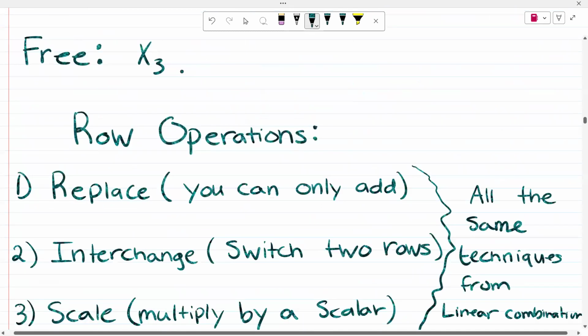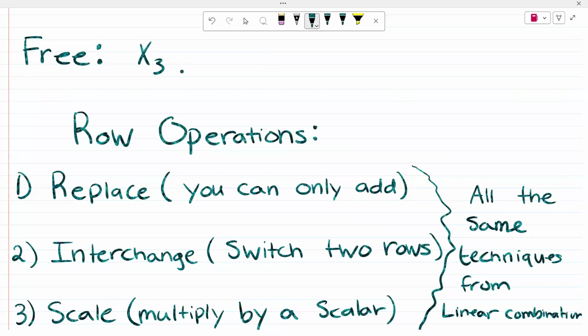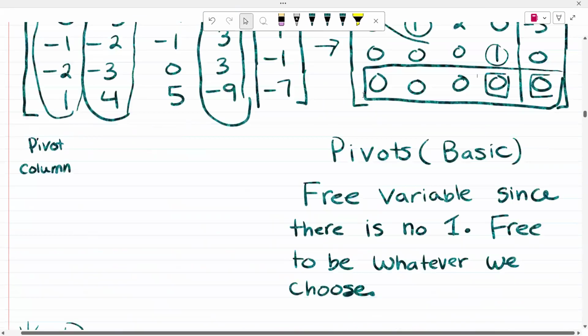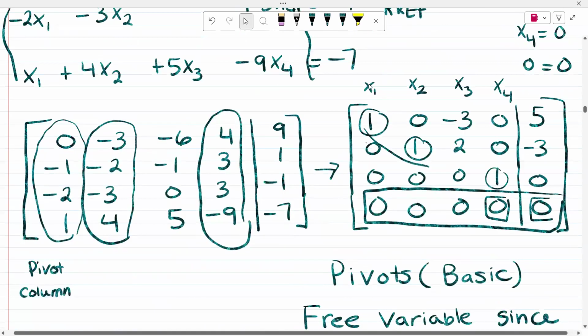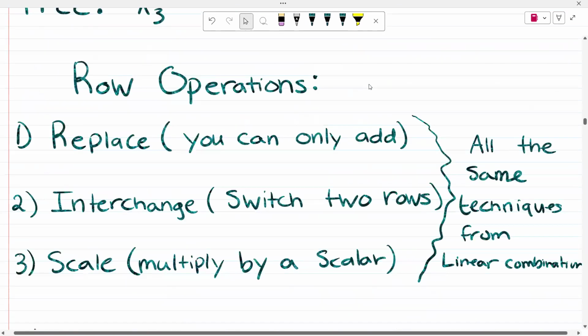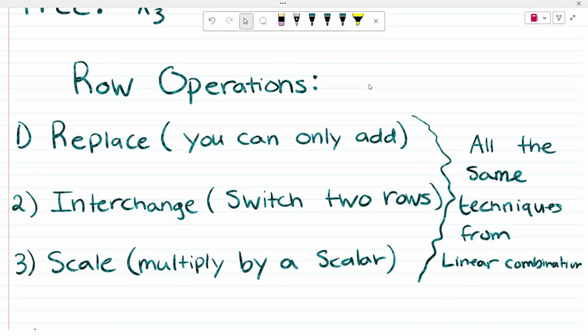Okay, so now you know the two forms. Now, how do you, you can't just magically make it look like this, right? You're going to do some algebra. You're going to manipulate it by using what's called row operations. Okay, so how do you do row operations? One, replace.